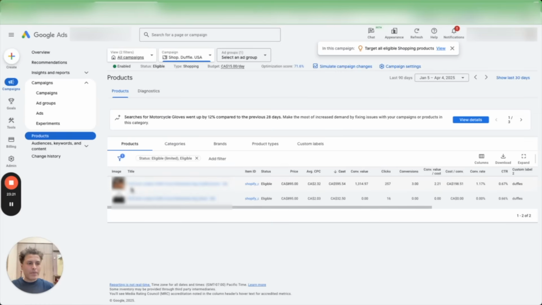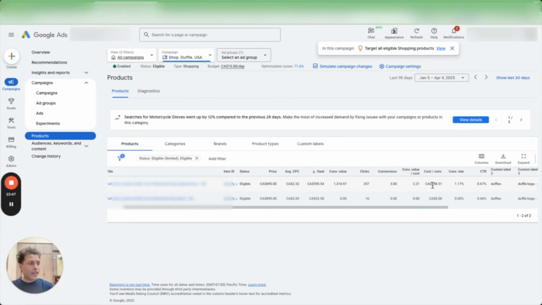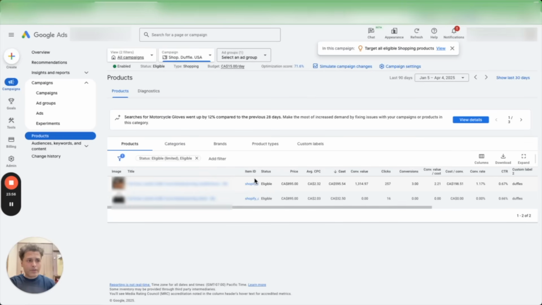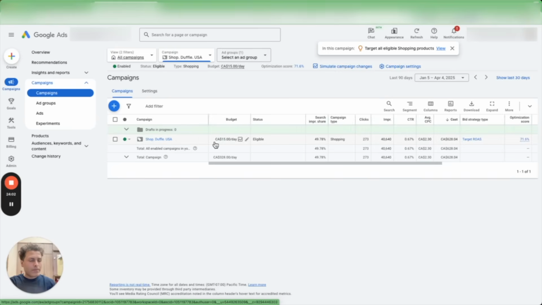So we could have simply excluded this one and let this one get more traffic, because over here it has only got 16 clicks, whereas this is the product that is being shown a lot, but it is not converting. So it's easier for us to just exclude this one if it hasn't got us results in the last 90 days. In the last 90 days, it has got us 3 conversions, and it has cost us $198 for each conversion, which is a little expensive in terms of what the client goal is. But yeah, that's what we did in terms of reviewing the products. That's mainly what we did.